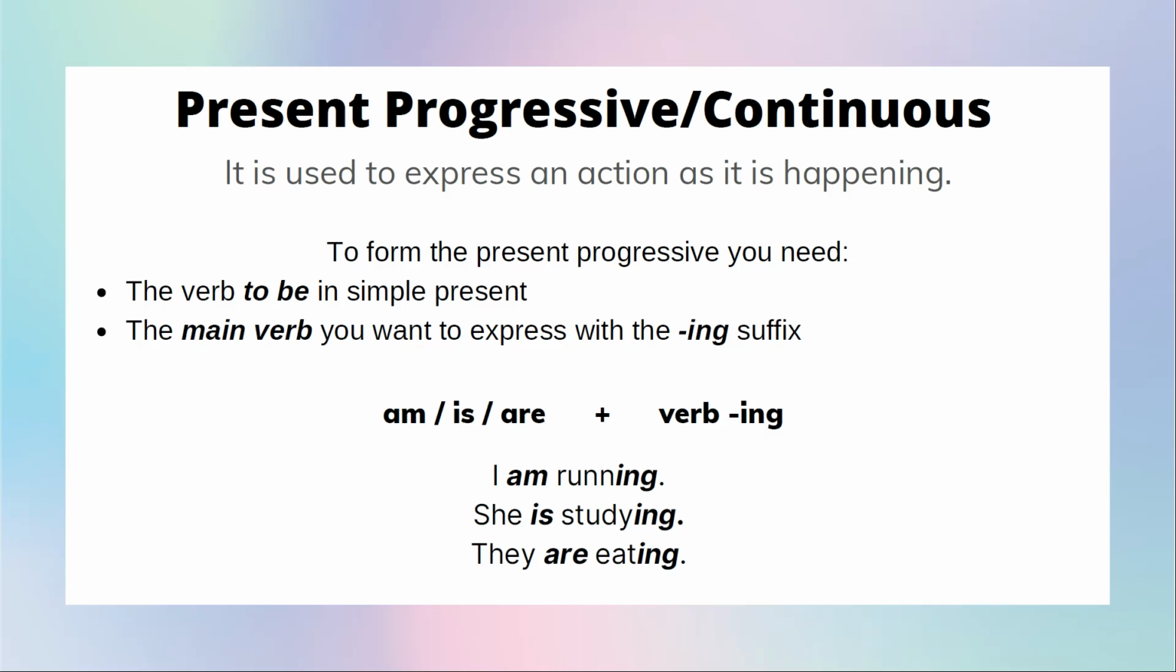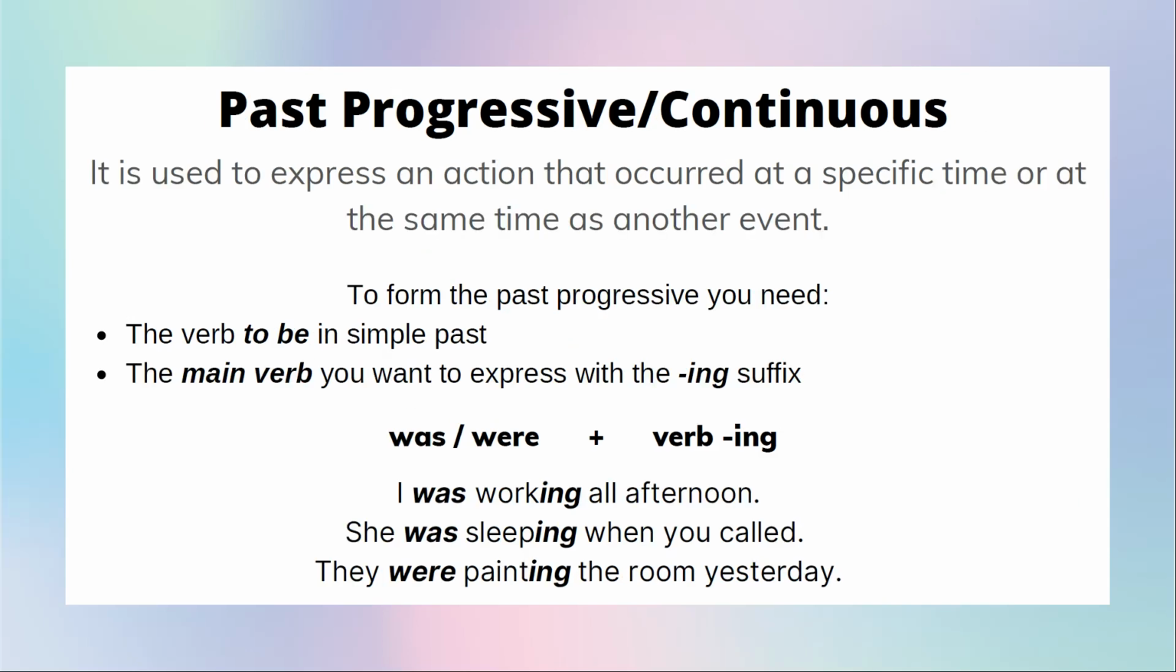So here we have the examples. We would say, I am running, she is studying, they are eating. The verb to be here is the auxiliary, and the main verb is the one that we add the ing to. Then we have the past progressive or past continuous.